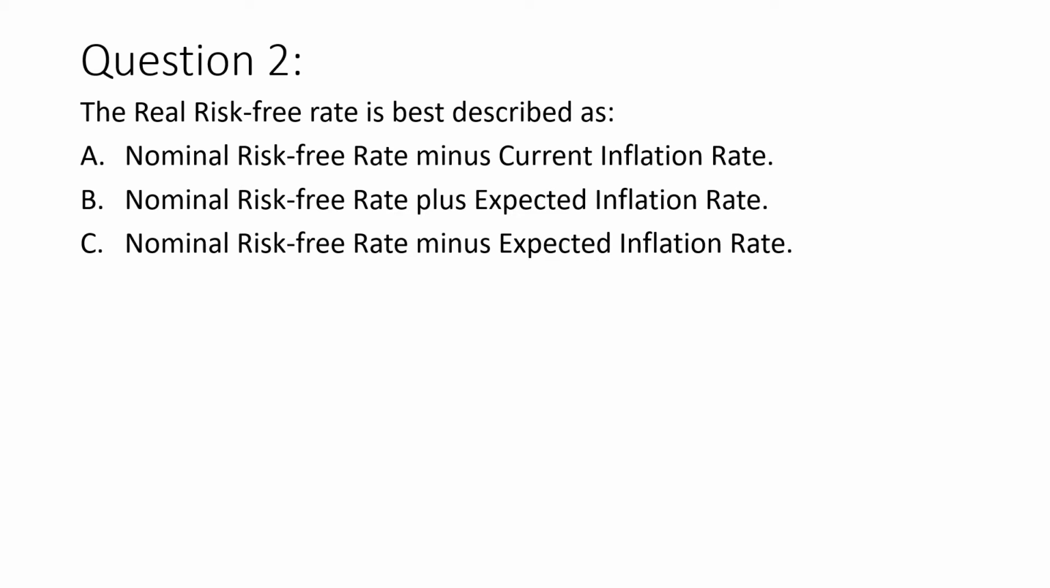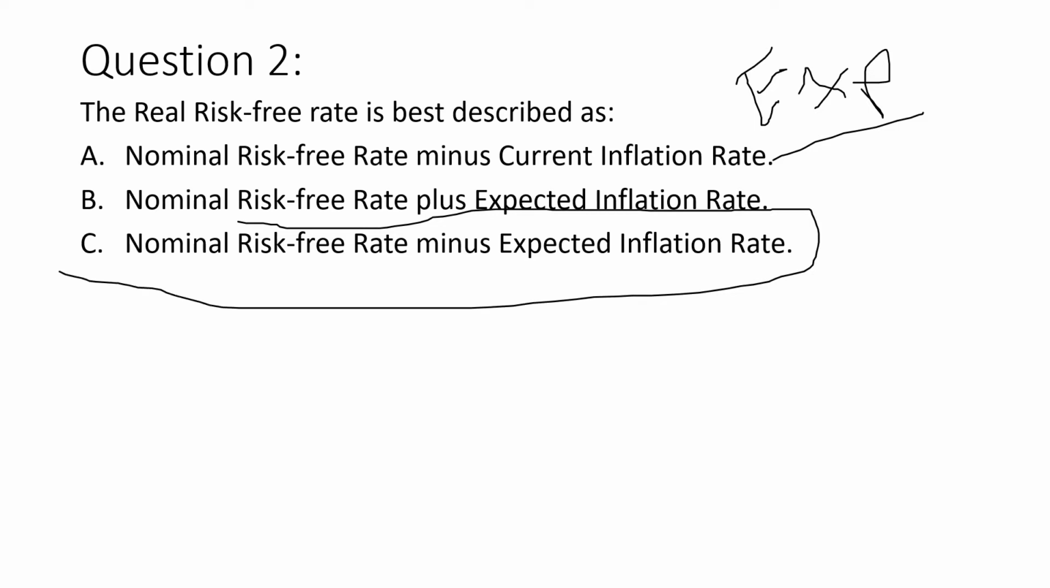Question number 2. The real risk-free rate is best described as. Now, we know that the real risk-free rate does not include inflation. What type of inflation? Current or expected? Does not include expected inflation. If the real risk-free rate does not include expected inflation, then the nominal risk-free rate does. So basically, the nominal risk-free rate minus the expected inflation would give us the real risk-free rate. So that's why it's choice C.